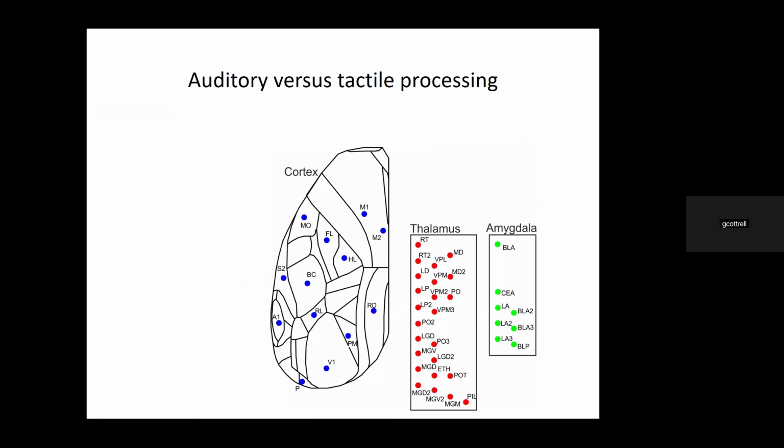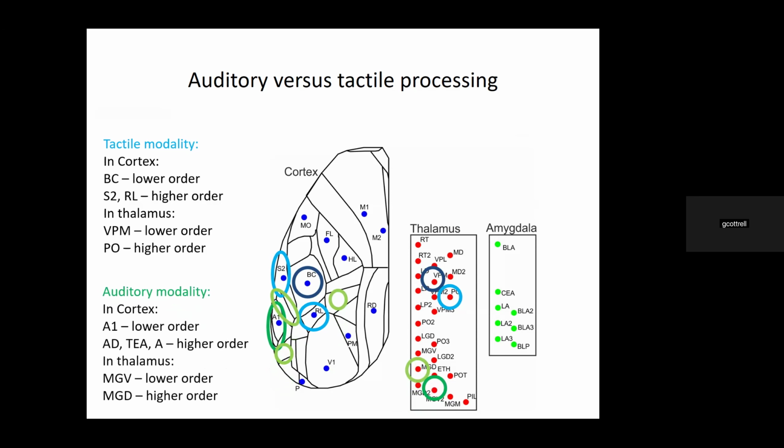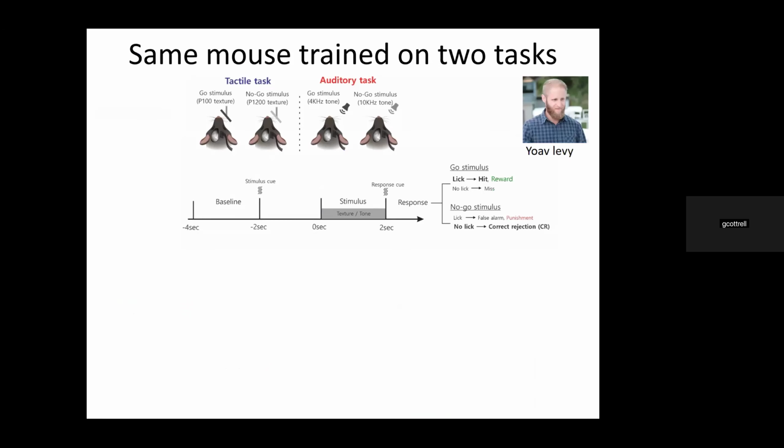Just to remind you, we want to look at auditory versus tactile. So again, tactile has its classical areas, and auditory has its different, maybe similar, we'll see in a second, areas. This is led by Yoav Levy, an MD PhD student in the lab. So Yoav trained another 5 mice on a tactile go, no-go task, as you saw before. One texture is a go, the other texture is no go. And he switched the textures, the same mouse with auditory pure tones, one go and one no go.